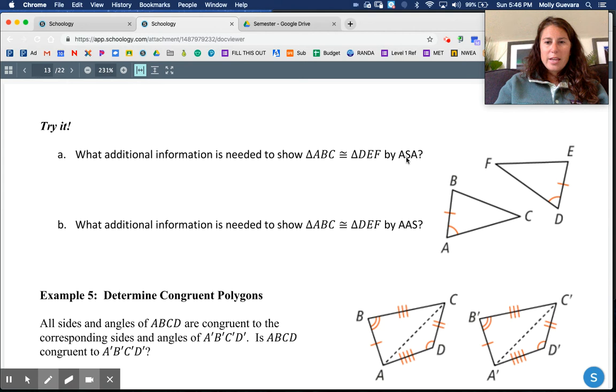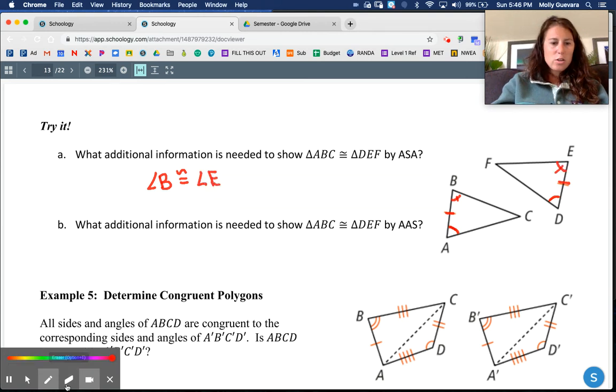Okay, so let's look here. If I want angle, side, angle, that means I need an angle, right? And then a side, and then another angle. So in this case, I need to know that angle B is going to be congruent to, and over here I have an angle and a side, and then I need another angle. So angle E. So if I want to prove that these two triangles are congruent by angle, side, angle, I'd have to know that angle B is congruent to angle E.